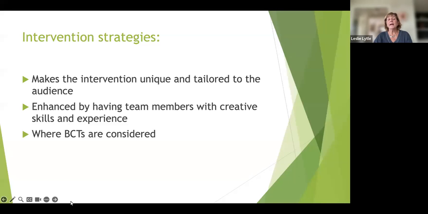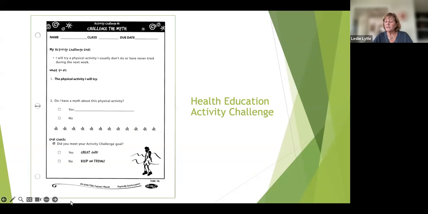This is also where we think about behavior change techniques, where we think about those other behavioral theories that talk about how change occurs. So I'm going to show you what we ended up with in TAG as far as our intervention strategies. We created a health education curriculum that could be delivered by homeroom teachers, science teachers, sometimes the PE teacher. We focused on building behavioral skills, setting goals, self-monitoring, finding ways to reinforce.